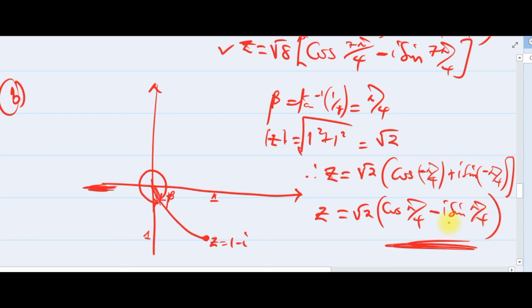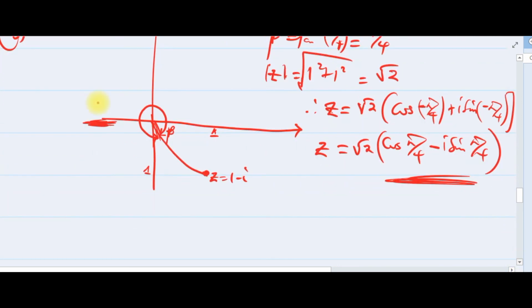So that's the answer. Or you use the positive sense, which is 2 pi minus that: root 2 cos 7 pi over 4 plus i sine 7 pi over 4. So either this or this is the correct answer.